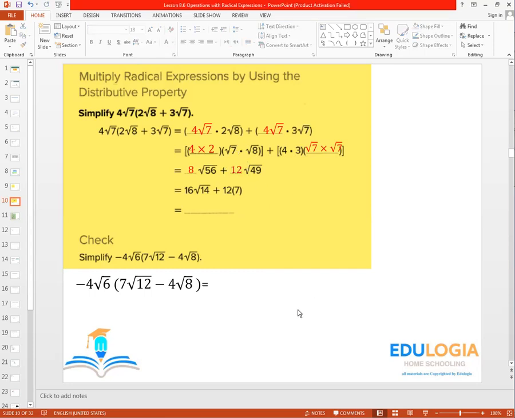Now, what about 49? The square root of 49 is 7. And what about 56? It's 4 times 14. Keeping 14 in, getting 4 out to be 2. 2 multiplied by 8 is 16. And here we have, I think, 84. So the first term is 16 root 14, and the second part is plus 84. That's all.